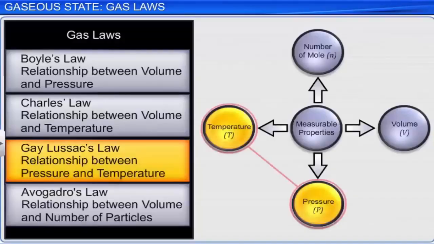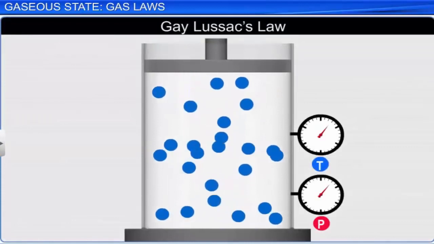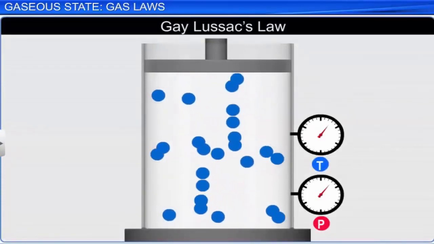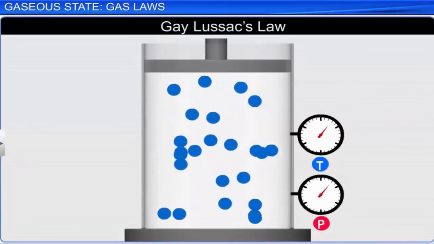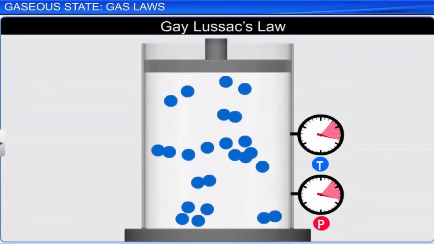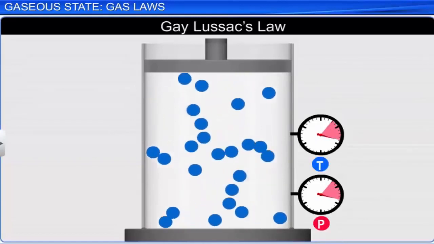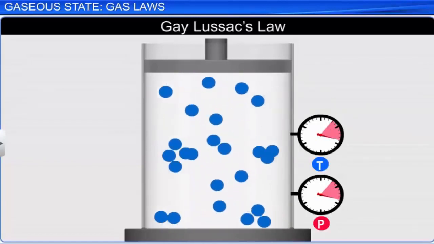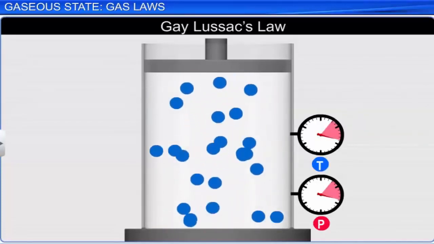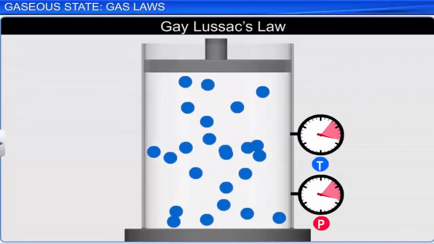The next law is Gay-Lussac's law. According to Gay-Lussac's law, at constant volume, pressure of a fixed amount of gas varies directly with the temperature. In other words, at constant volume, temperature of a gas increases with increase in pressure and decreases with decrease in pressure.